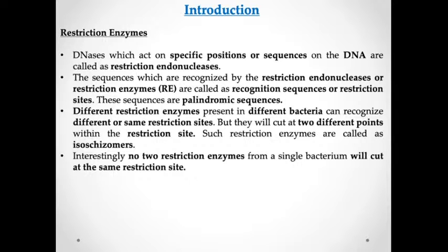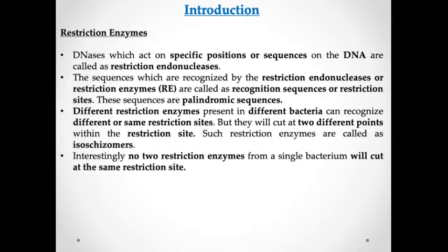Whereas restriction enzymes which act on specific positions or sequences on the DNA are called restriction endonucleases. The sequences recognized by restriction endonucleases are called recognition sequences or recognition sites, and they are also known as palindromic sequences like TAAT, GATTA. So they read the same from the left side and the right side.